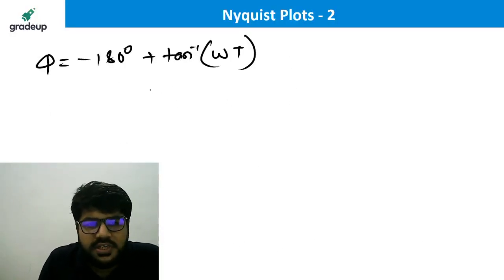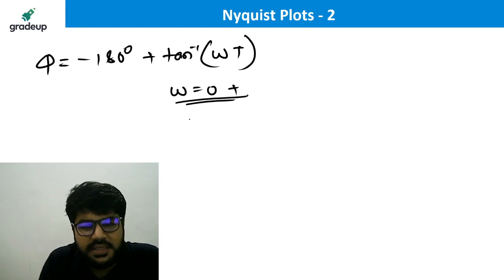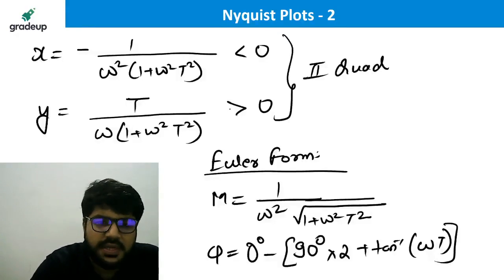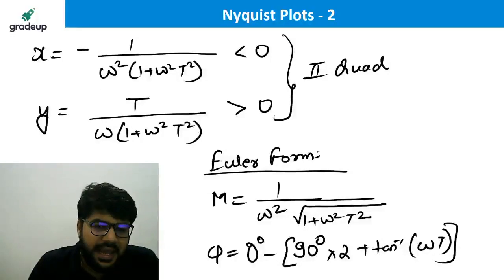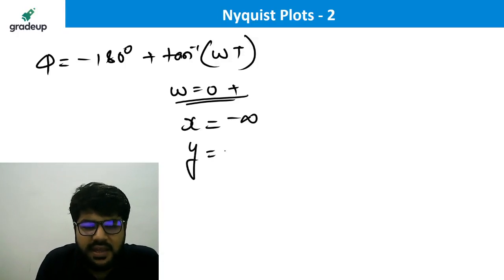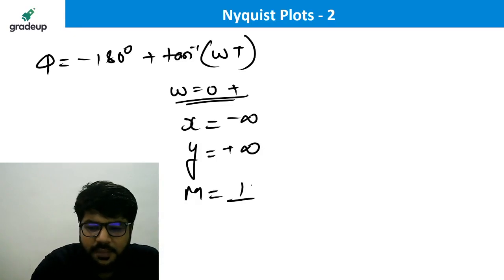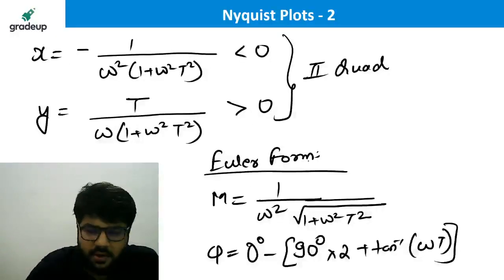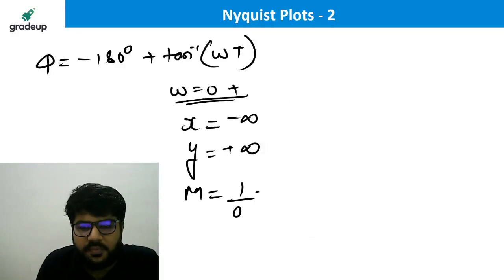Now, I want to see the results at omega equal to 0 plus and infinity plus. Omega equal to 0 plus. See the value of x. X and y both have omega in the denominator, so putting omega as 0 gives infinity. X is minus infinity, y is plus infinity. Magnitude is also 1 upon 0. See, magnitude also has omega in the denominator. 1 upon 0 is infinity.